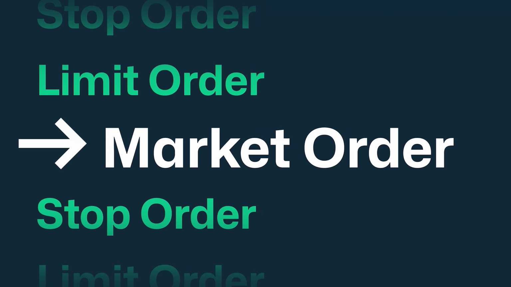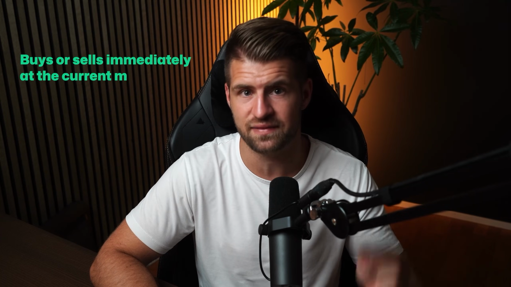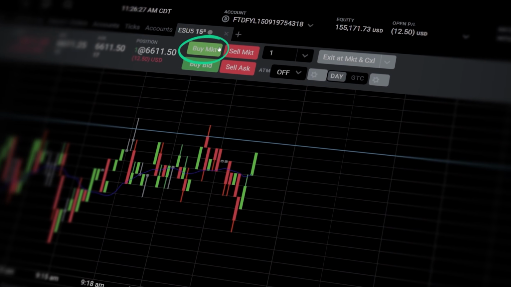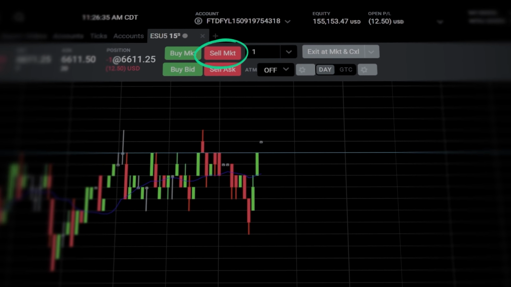Market order. This buys or sells immediately at the current market price. Click buy market and you're instantly long one contract. Click sell market and you're instantly short. It's fast, but you pay whatever the current price is.